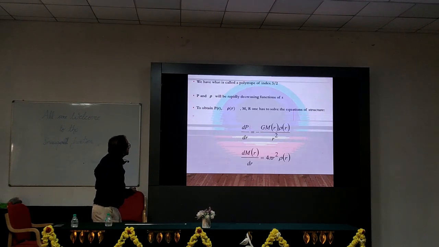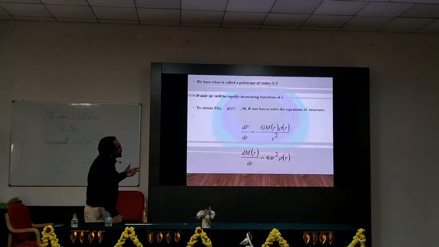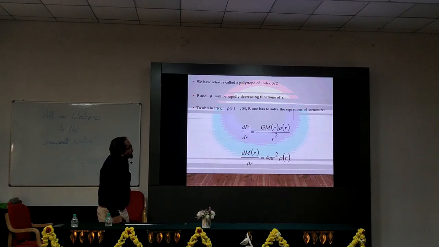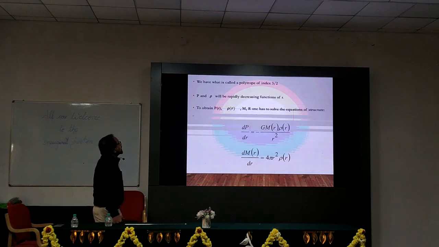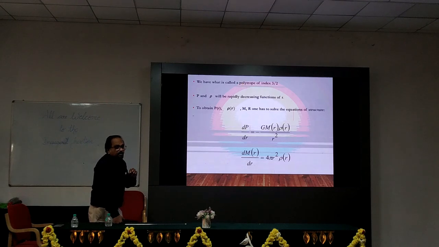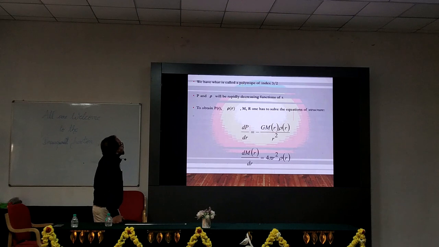This is what is called a polytropic index of 3/2. Polytropes were the subject in the early days, in 1900, when people built up models of stars based on the connection between pressure and density. P equal to K rho to the power of 1 plus 1 by n is the polytrope of index n.